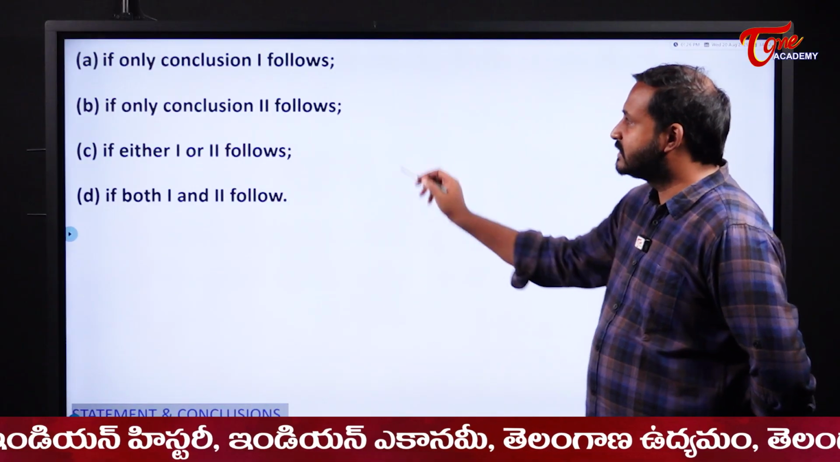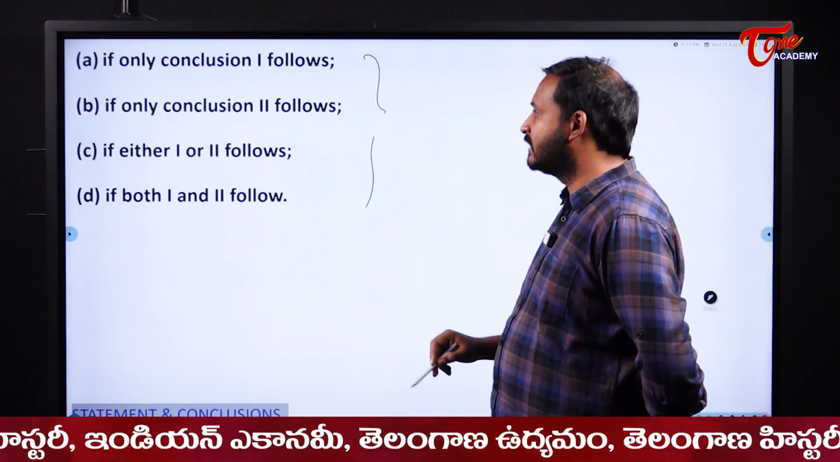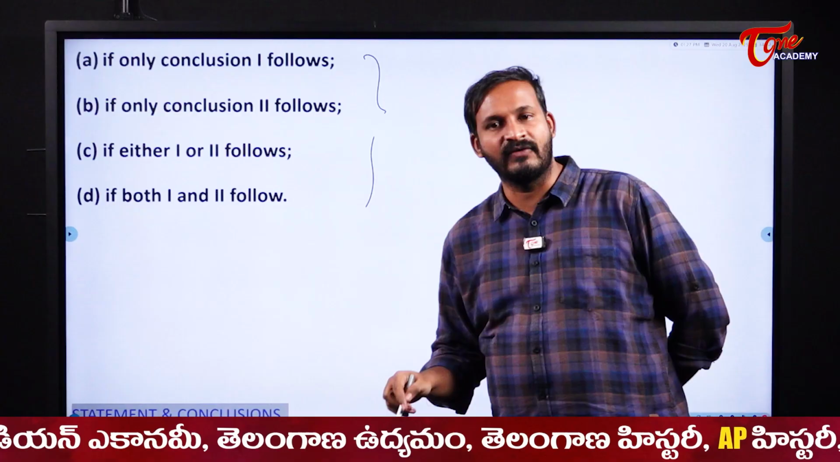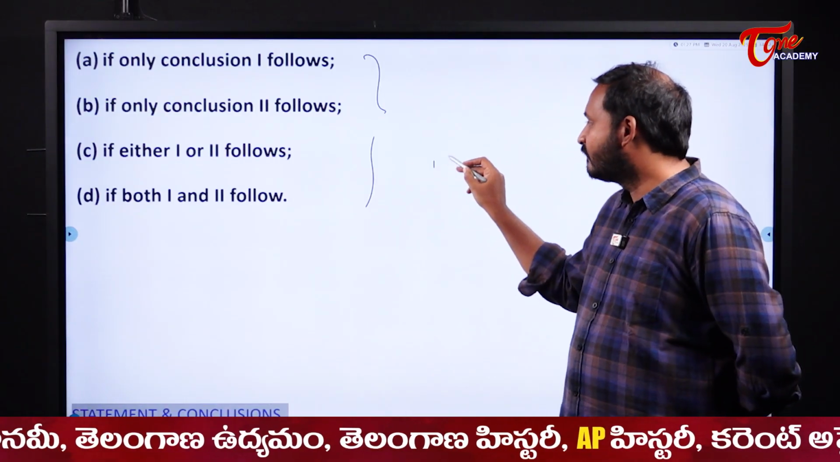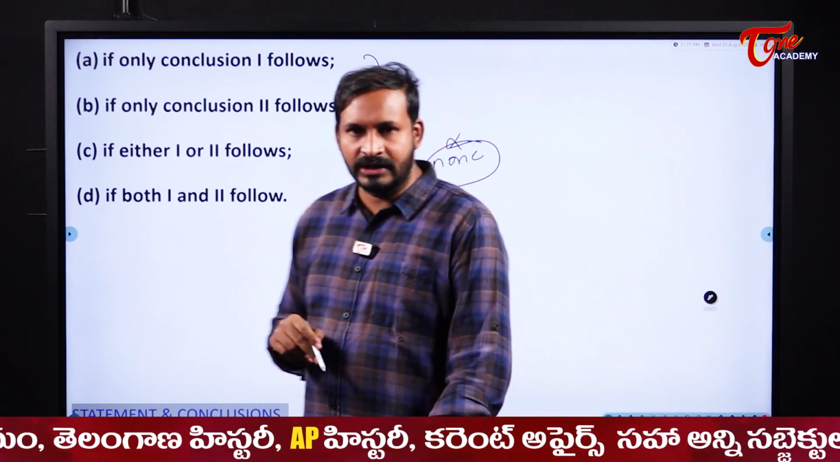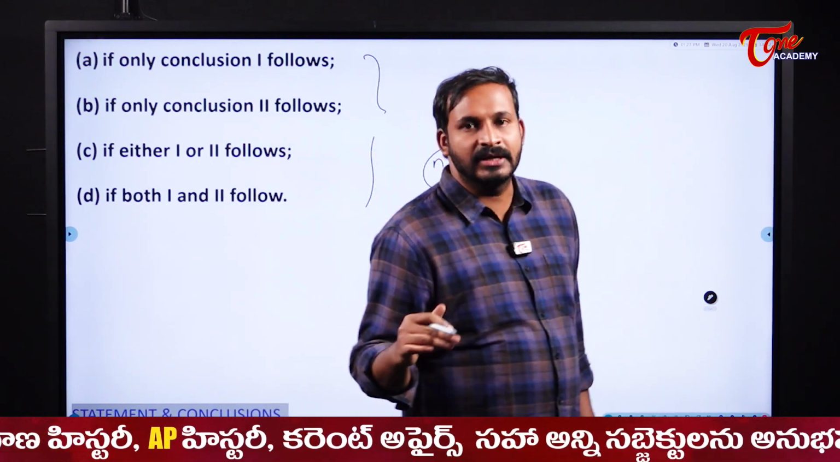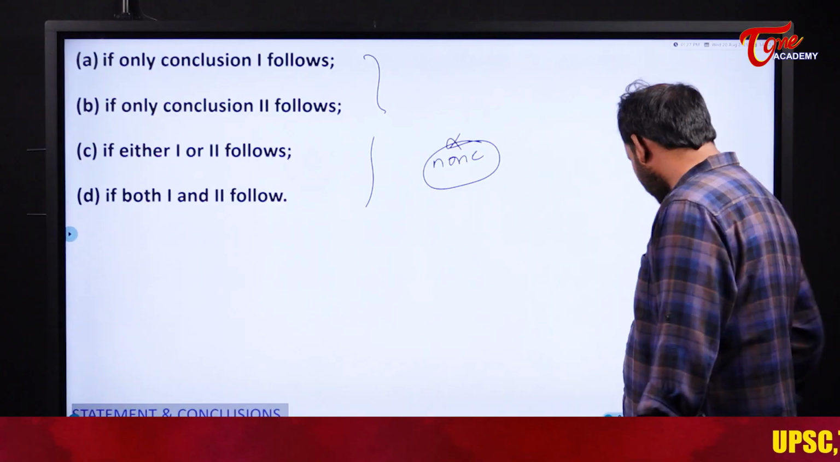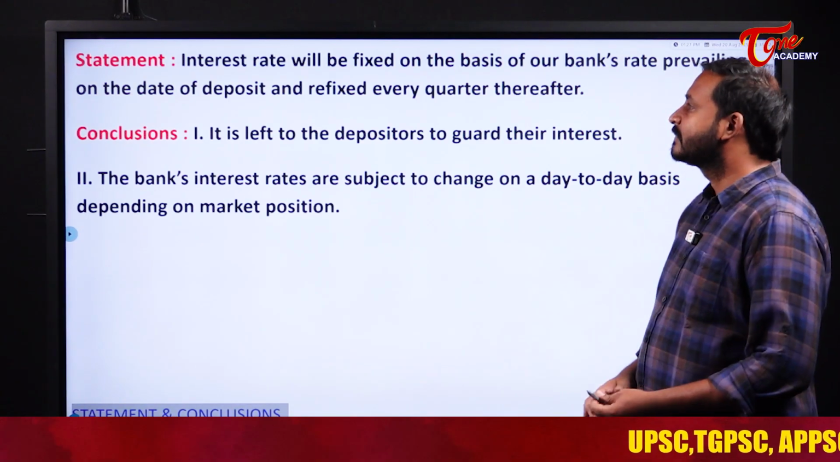Next set, conclusion set: only conclusion 1 follows, only 2 follows, either or both follow. So here none follows is not at all possible for the next coming up questions. Now we will see the questions.